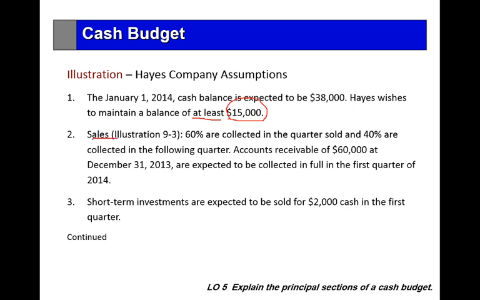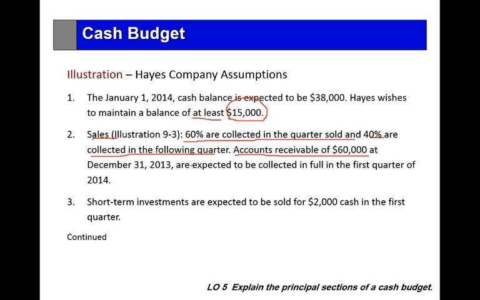Here we have sales. 60% are collected in the quarter sold, 40% are collected in the following quarter. Accounts receivable, $60,000 at December 31st, 2013, the current year, if we assume that 2013 is the current year and 2014 is the next year. These accounts receivable are expected to be collected in full in the first quarter of 2014.